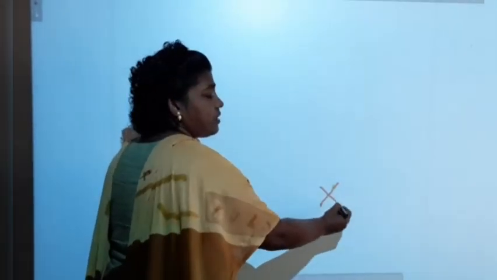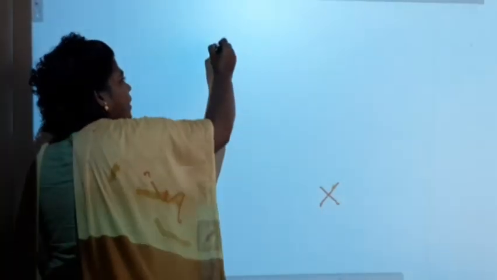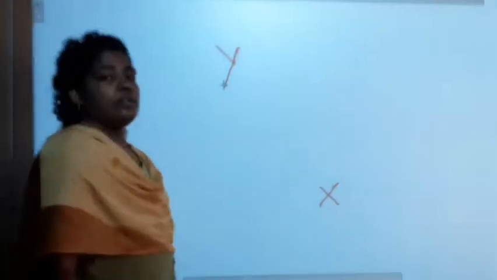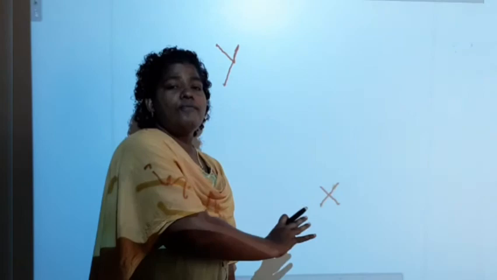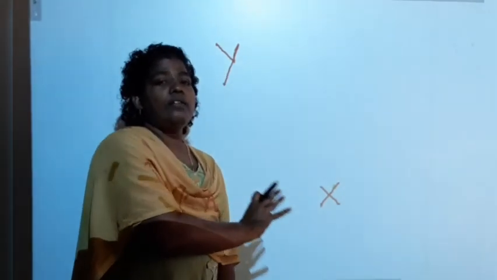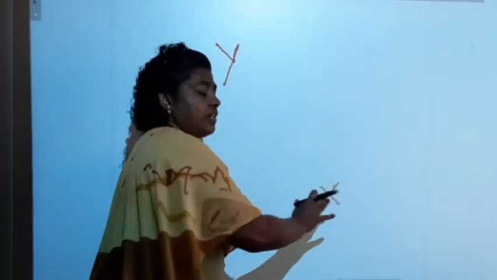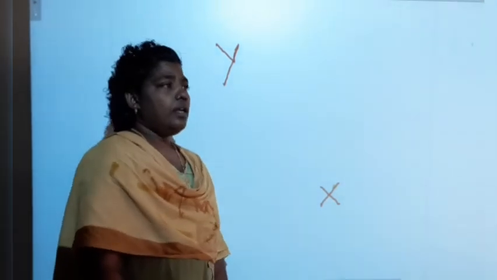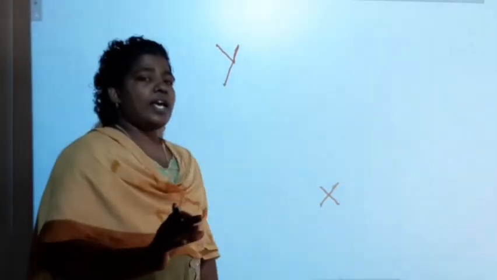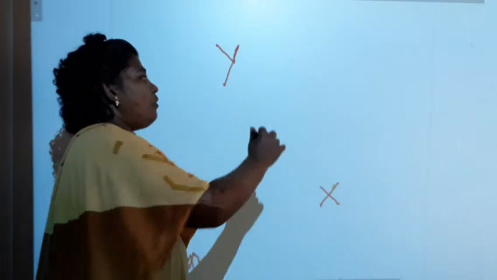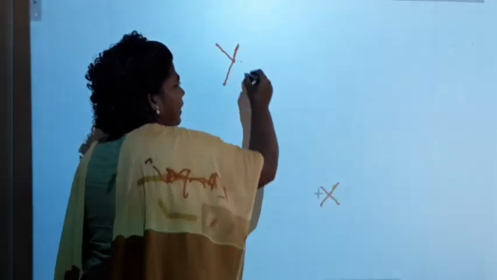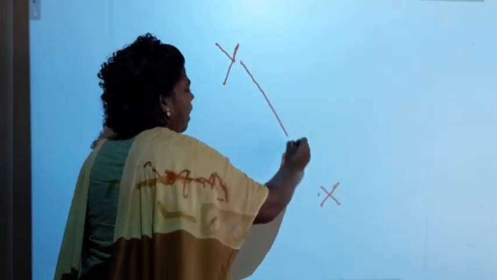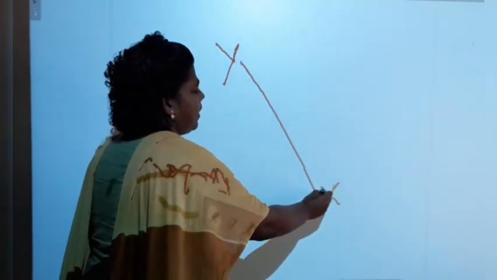Okay, X is one place and Y is another place. How will you identify or find out in which direction X is located? To understand that, we have to draw a straight line and connect X and Y.